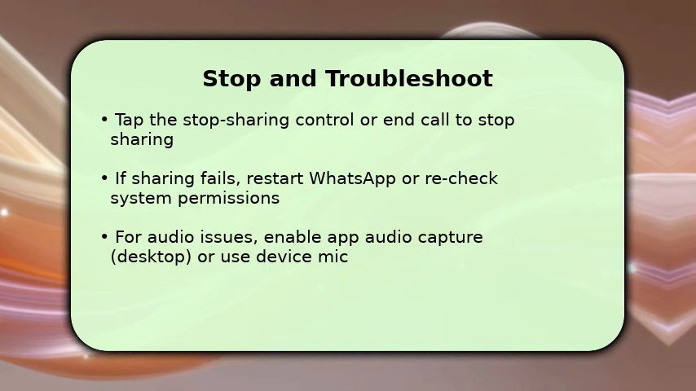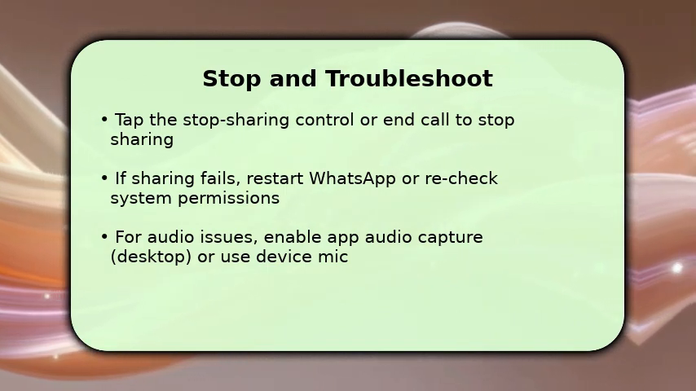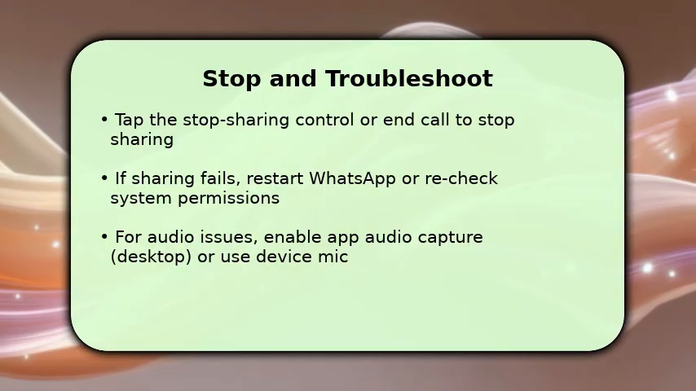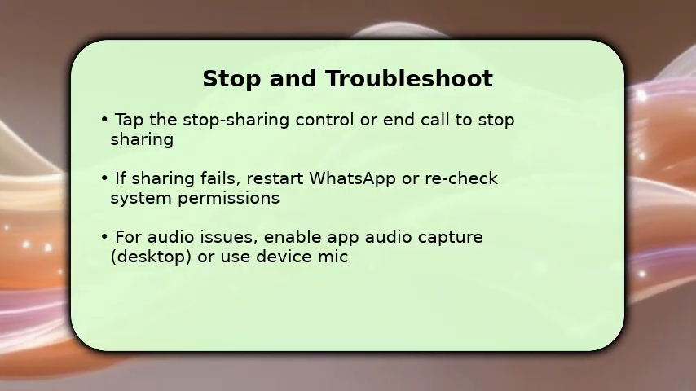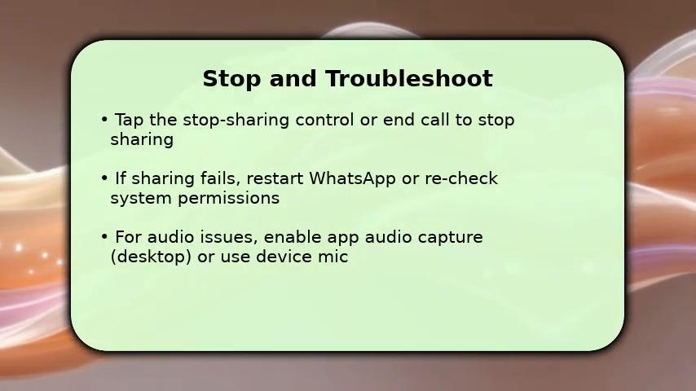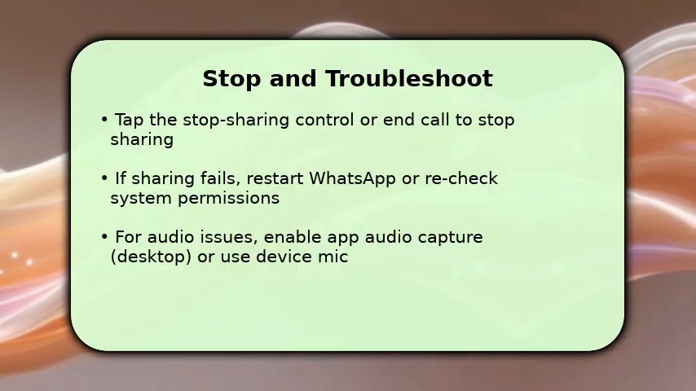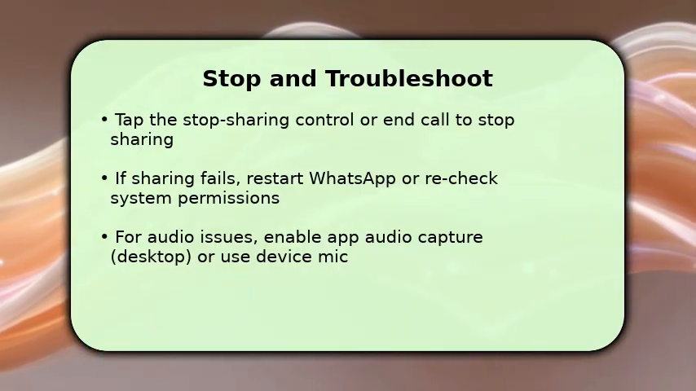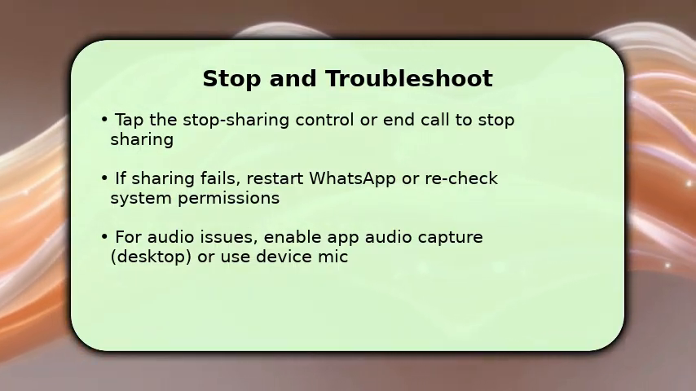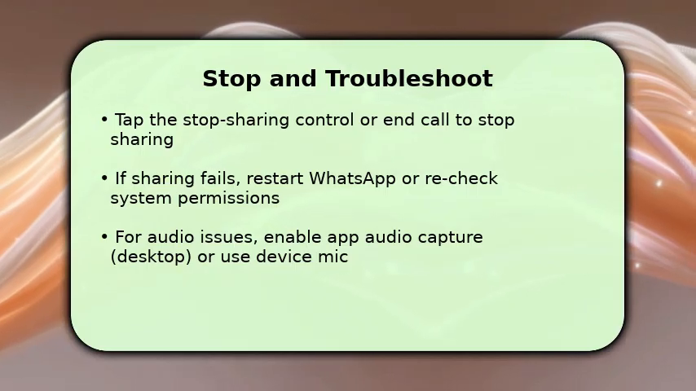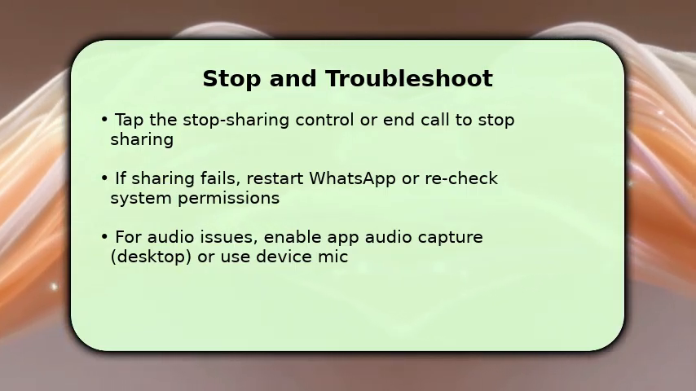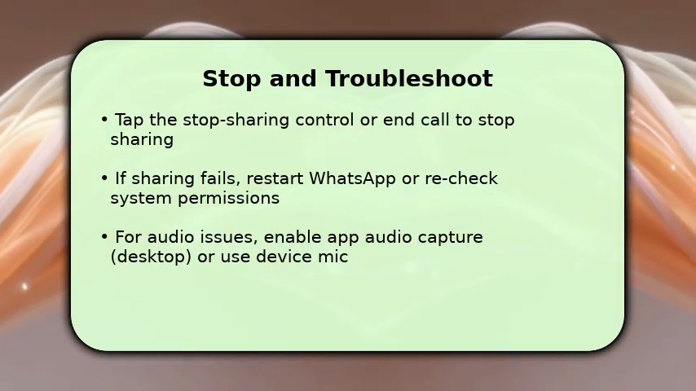If screen sharing fails to start, close and reopen WhatsApp, then recheck OS-level screen recording and overlay permissions. Reboot the device if needed. If viewers can't hear shared audio on desktop, enable the App Audio or System Audio checkbox when selecting the screen. If voice is missing on mobile, confirm microphone access. These steps resolve most common problems quickly.